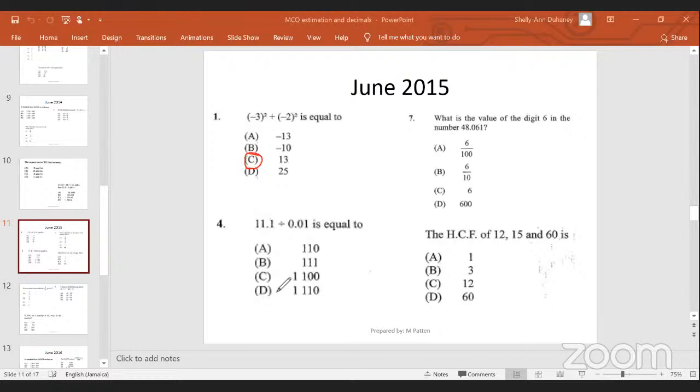I also did question 4. What did we get for question 4 again? D. Remember for this question, we change the divisor into a whole number. So whatever power of 10 we multiply the divisor by, we do the same thing to the dividend. All right, moving on. Question 7.